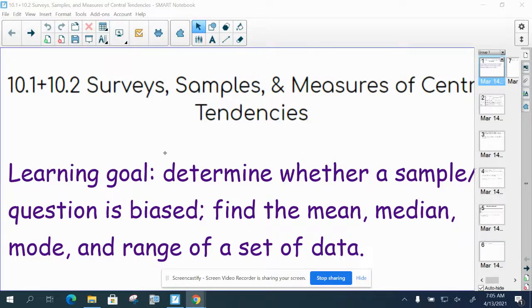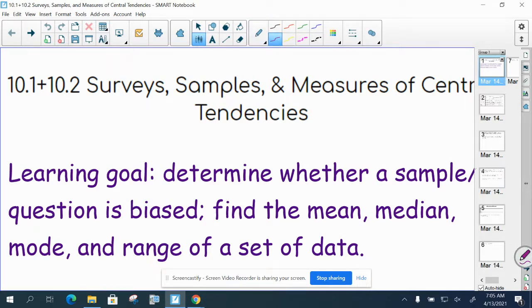Hello everyone, today we're going to learn the first lesson of Unit 10 on statistics. This will be a short unit since we've got air testing coming up in just 2 weeks. So today you're going to watch a video over different definitions of surveys and samples and figuring out if a sample or a survey is biased, and then also calculating measures of central tendency.